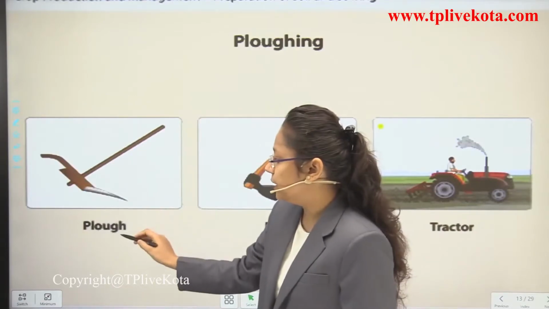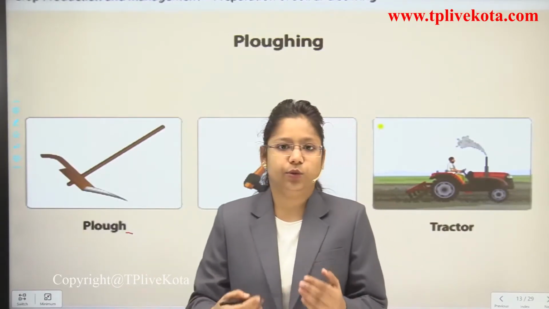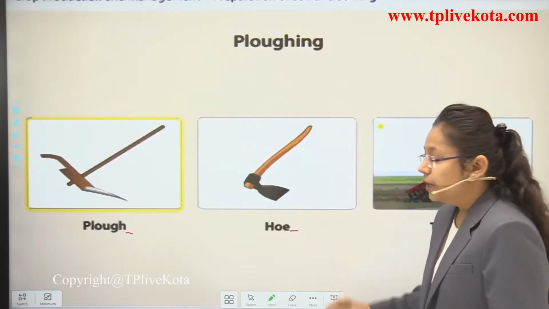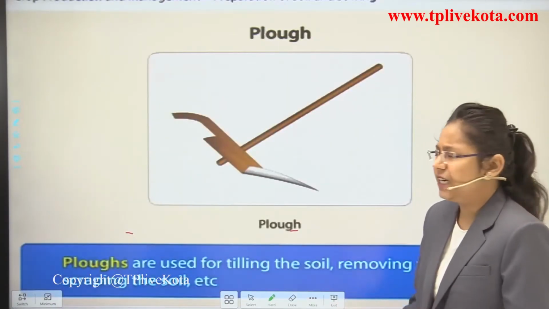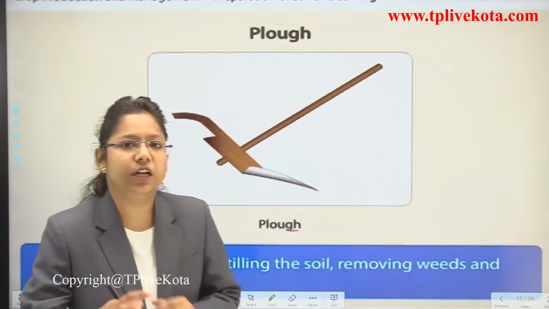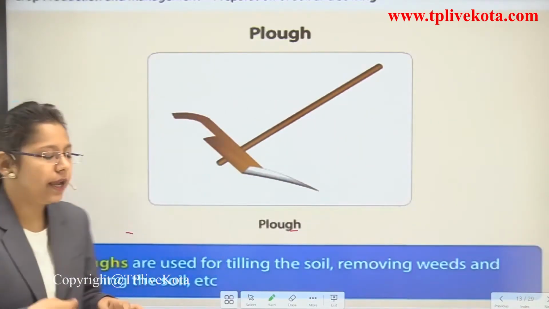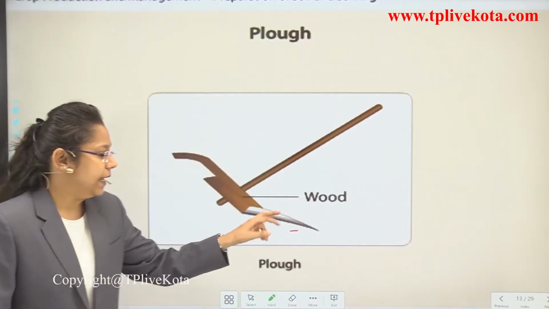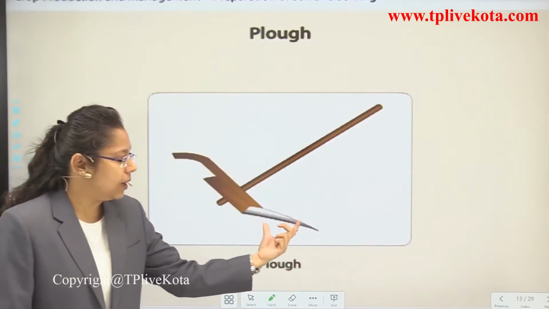So it is known as what, students? Plow. It is known as what? Plow. The second, you can see it is a hoe. Now this plow is used for tilling or scraping the soil. And it is made up of wood and an iron article which has a sharp edge.